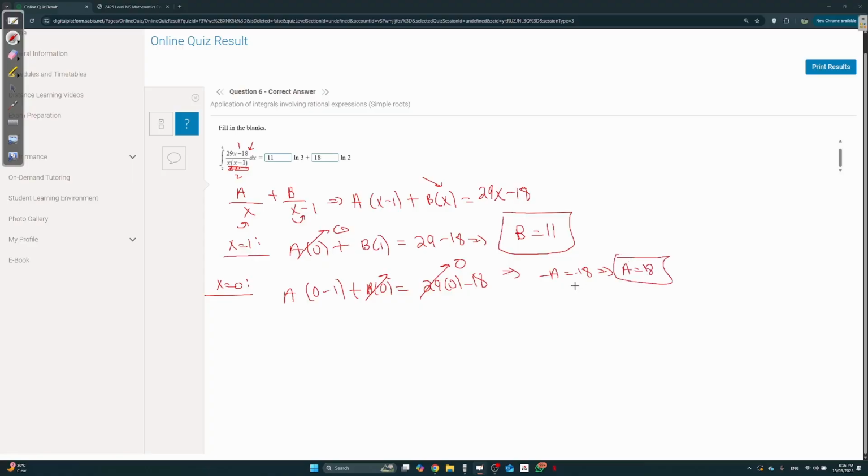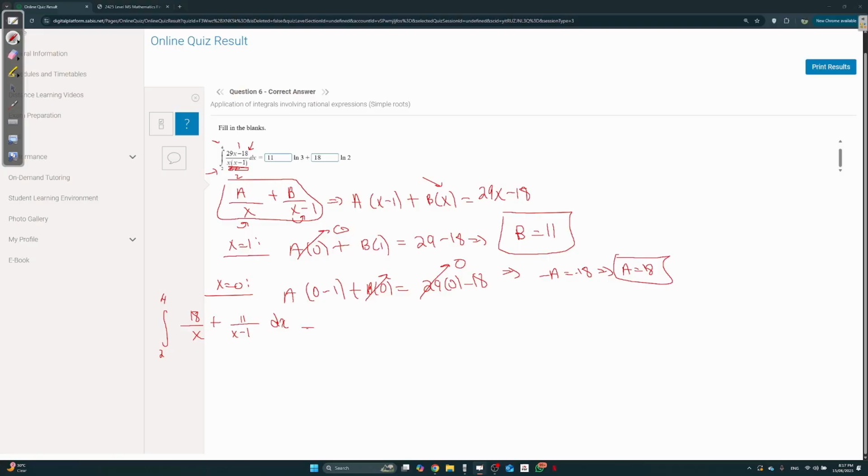Over here, since you have your a and b value, we can go back to our partial fraction and plug that back in, right? So now we're going to do integral 18 over x plus 11 over x minus 1 dx. And don't forget your bounds are from 2 until 4, just so you don't forget that in the exam. Perfect. Okay, let's solve this.